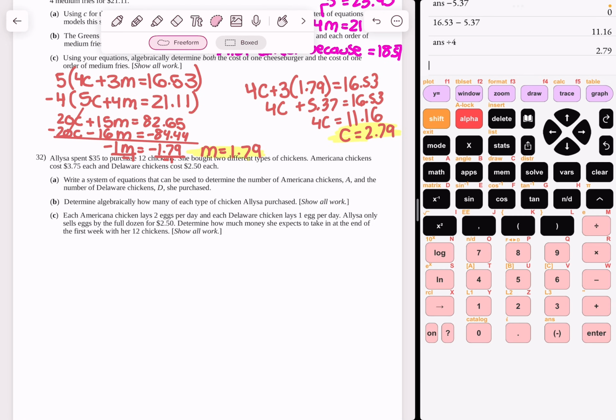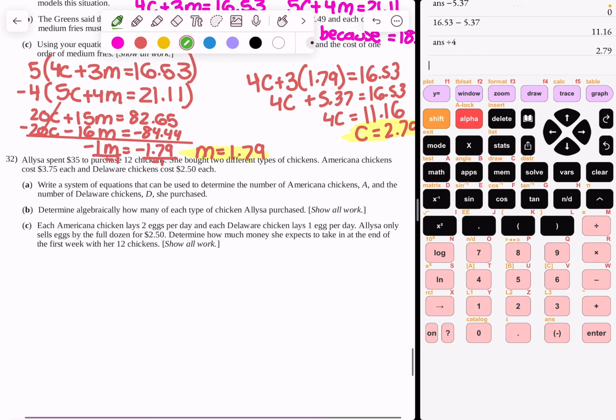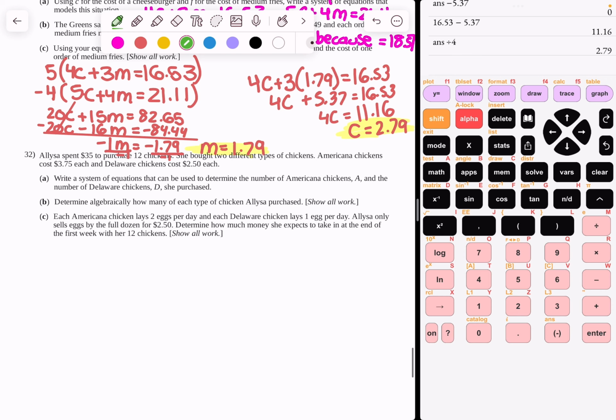Alrighty, and let's look at this very last problem, which is very similar to the problem we just did. Alyssa spent $35 to purchase 12 chickens. She bought two different types of chickens, American and Delaware chickens. She bought 12 of them. The American chickens cost $3.75, and the Delaware chickens cost $2.50, and her total price was $35.